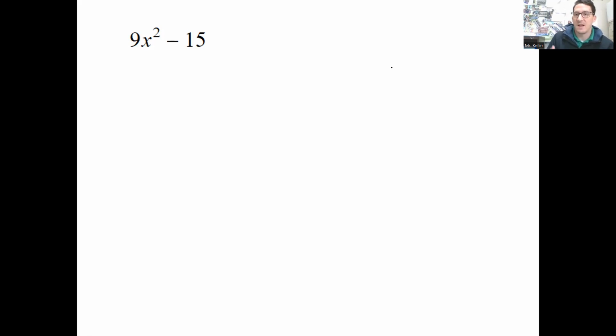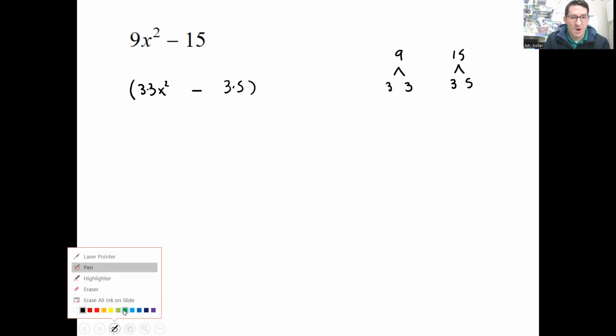A lot of you could probably do this in your head. It's just the largest number that would divide 9 and 15. I'm going to start off by factoring both 9 and 15. So 9 factors into 3 times 3, and 15 would be 3 times 5. I'm going to rewrite my polynomial: I'm going to split up the 9 as 3 times 3, and I have an x squared, minus 15, which is 3 times 5. Then I'm going to look for the largest thing they have in common.